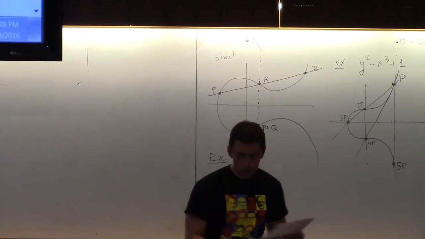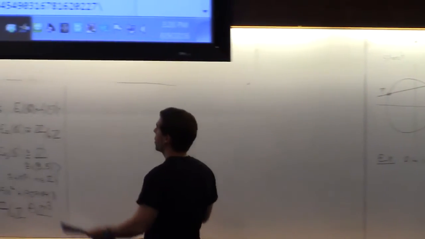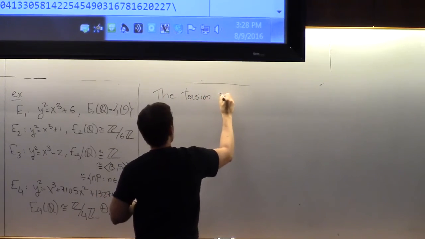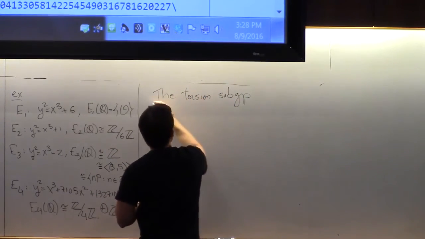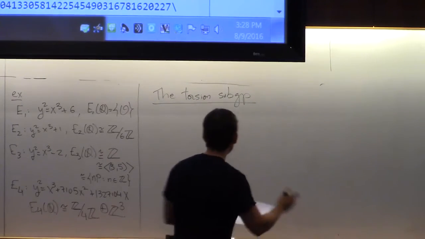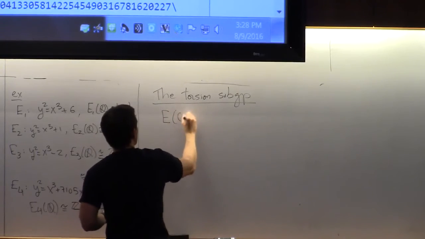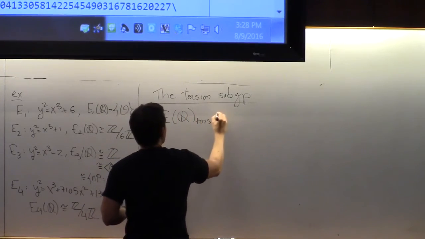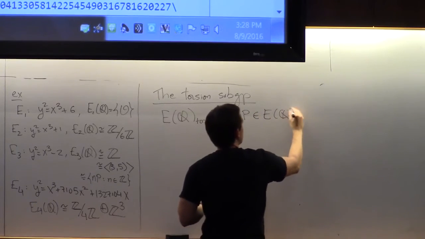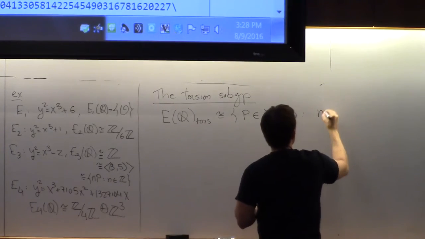Okay, so let's concentrate on something we know, the torsion subgroup, for now. What can we say about the torsion subgroup? The torsion subgroup is something we can define very precisely. The torsion subgroup consists of those points on E that have finite order.